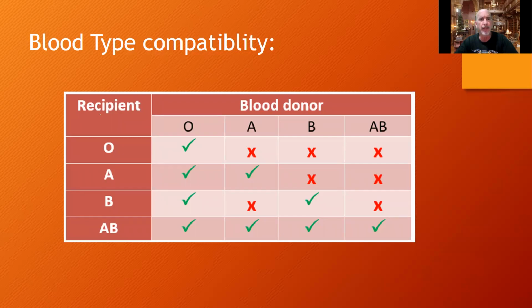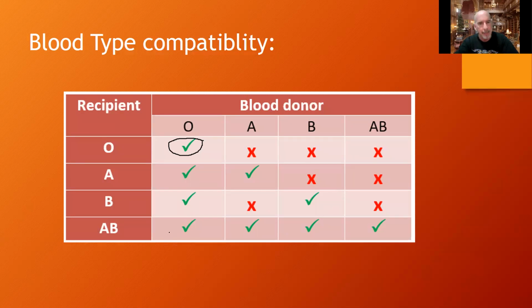Oh, that's a recipient. This is the blood donor. Okay. An O person can only get O. That's all that the O person can get. The A can get A or O. The B can get B or O.